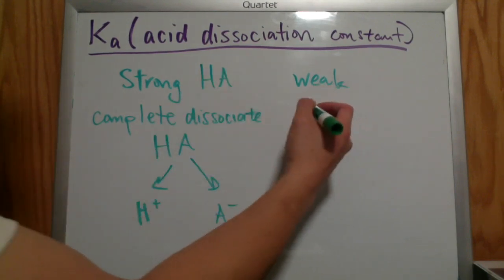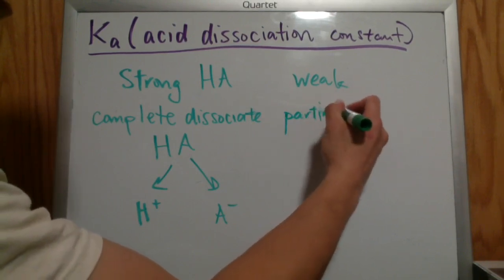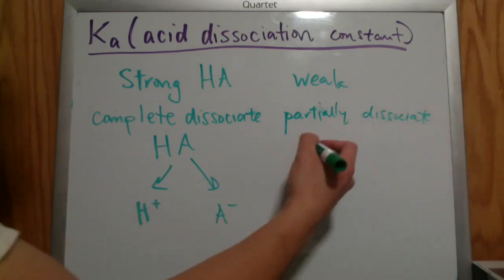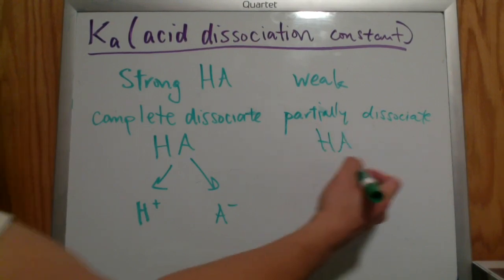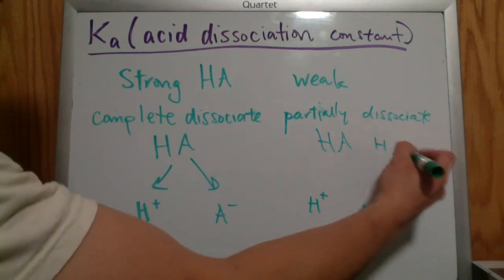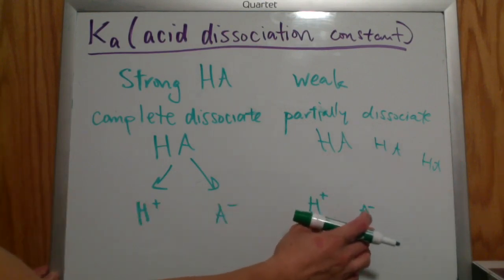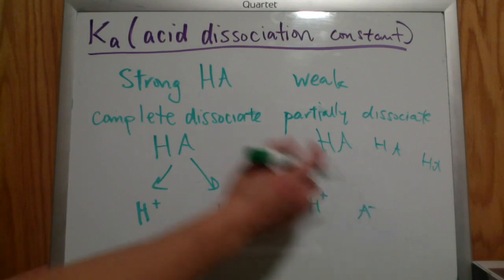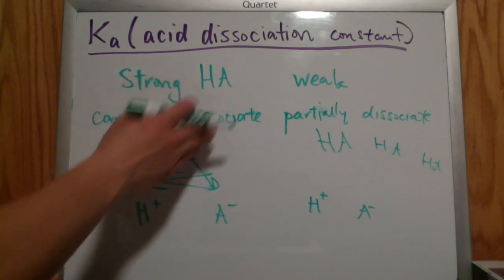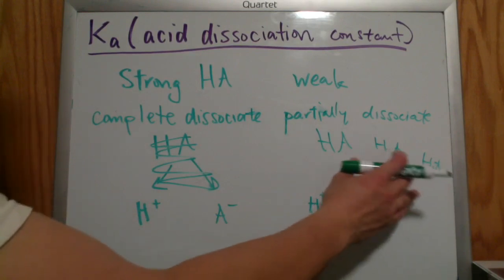Now, if we take a look here, if we have a weak acid, they only partially dissociate. That means that some of the molecules of HA will split up into ions, but the majority of them will not. And so we'll have several molecules of HA floating around, and then we have in a 1-to-1 ratio the same amount of H plus and A minus. So in strong acids we would only have H plus and A minus present, and in weak acids we'd have a greater proportion of the molecules.